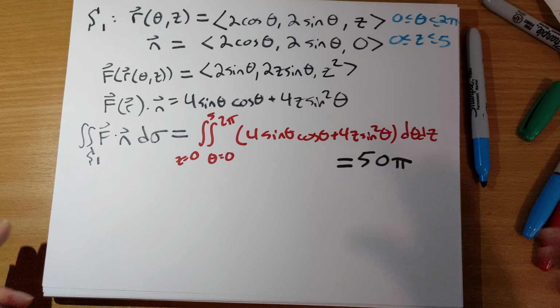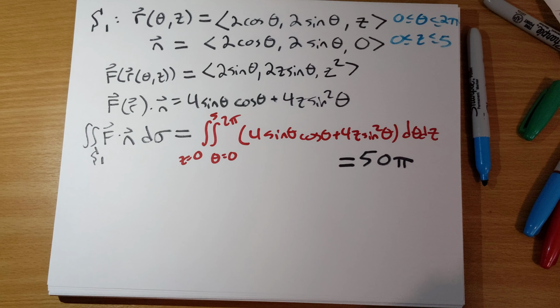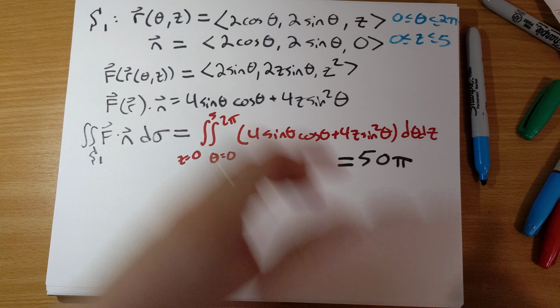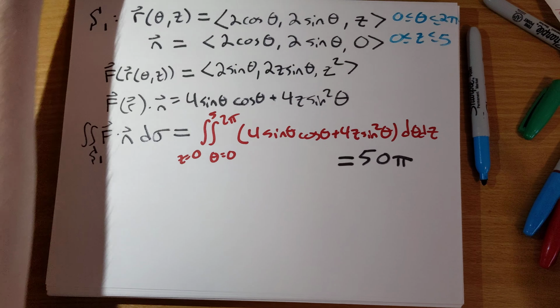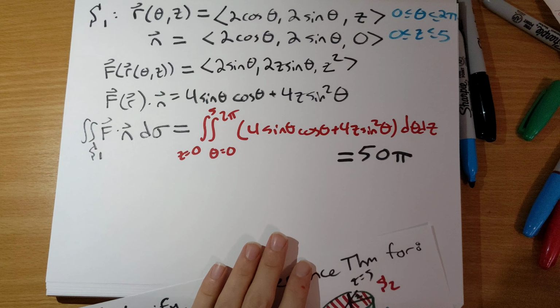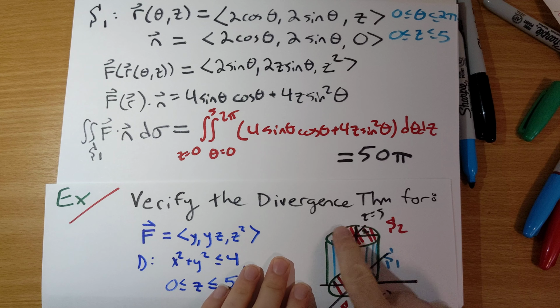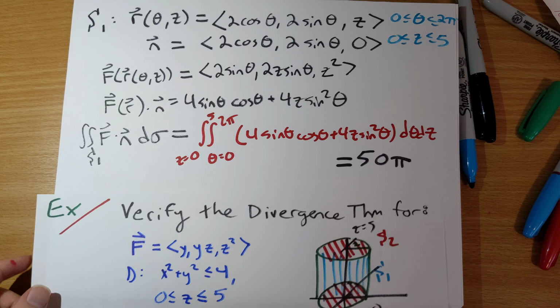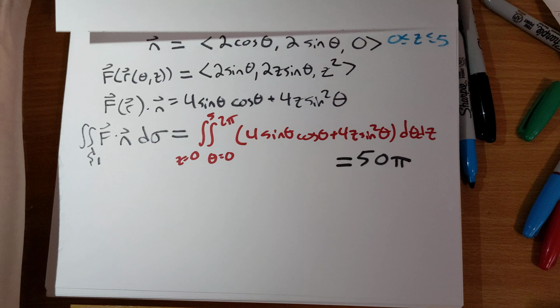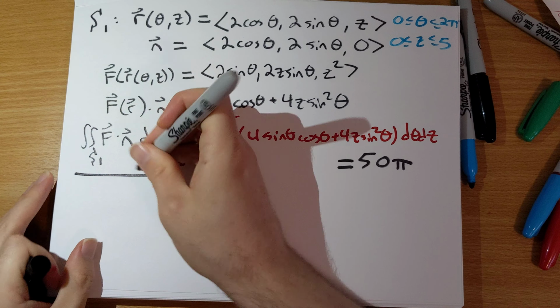You get 50 pi here for your answer. Okay, that's S1. S2 is the top here. How do we parametrize the top? Well, we can just say here that this is the graph of the function z is equal to 5.